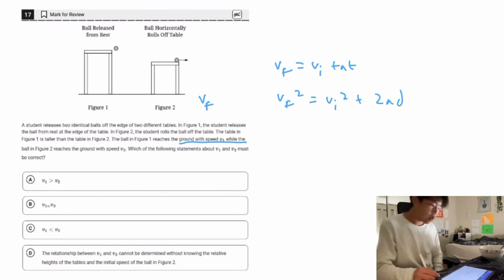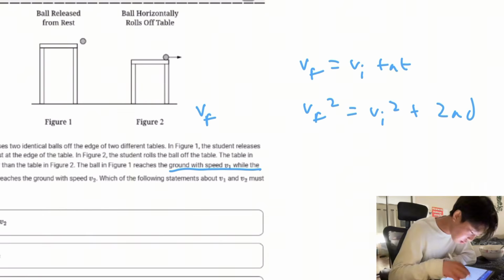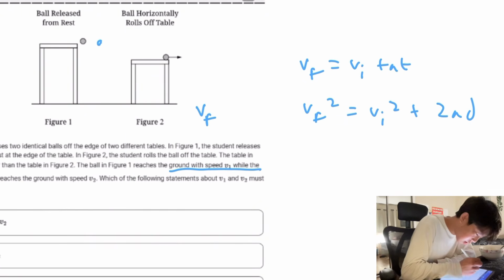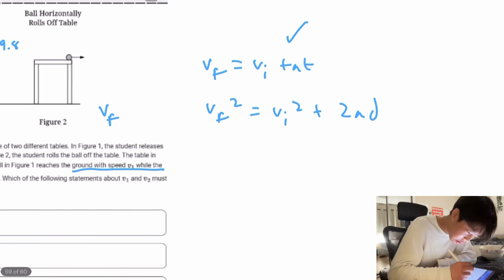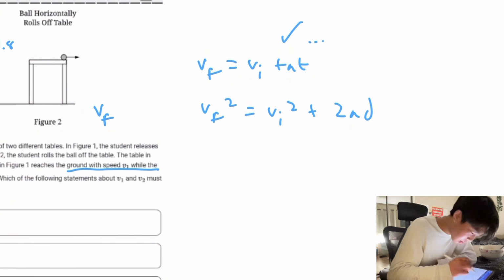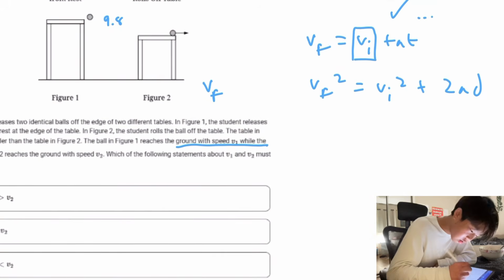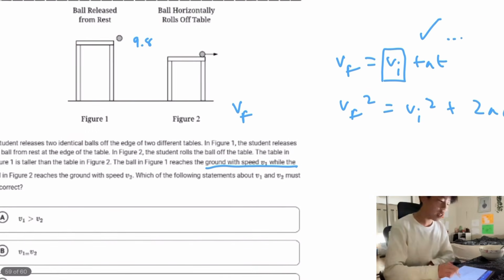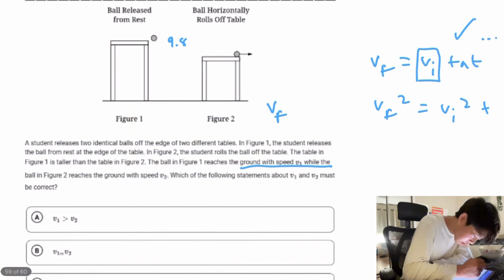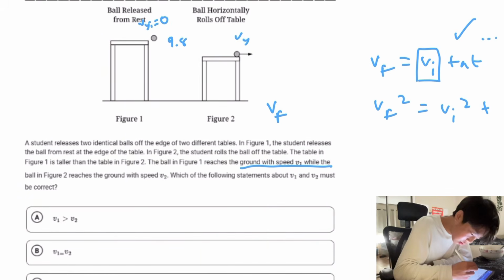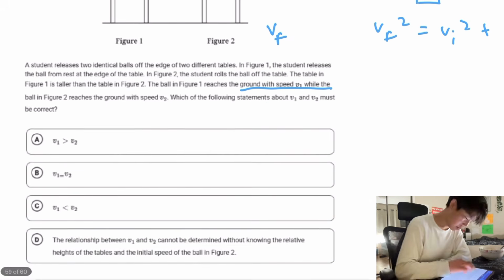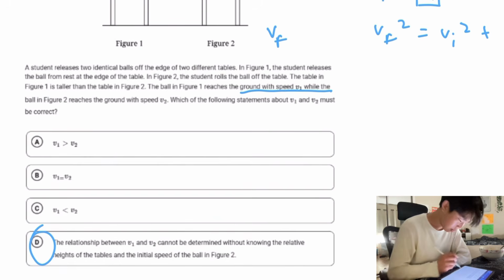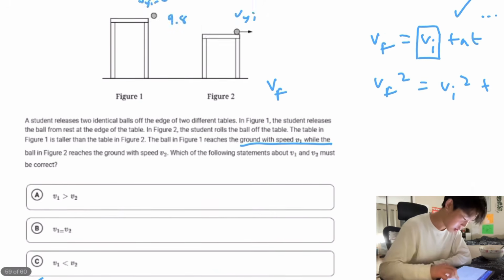Now, do we have acceleration? Yes, for this one, it's 9.8. Do we have time? No, but I'm sure we can derive it, so I'm just going to put a dot. But do we have VI? No, we do not have VI for any of this. Of course, we know VYI for this one is 0, but for this one, we don't know it. So we literally cannot determine it. We do not know the initial speed.